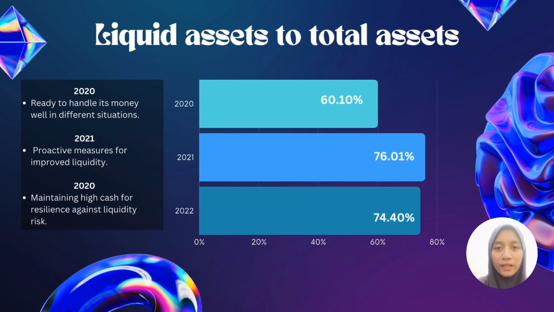In 2021, it went up to 67.01%. This is a big increase. The bank made a smart move to have even more money ready, maybe by managing its cash better and being efficient with its assets. In 2022, it went down a bit to 74.40%, but it's still high. The bank is keeping a lot of cash, which is like having a strong backup plan. It gives the bank extra strength against the risk of not having enough money when it's needed.